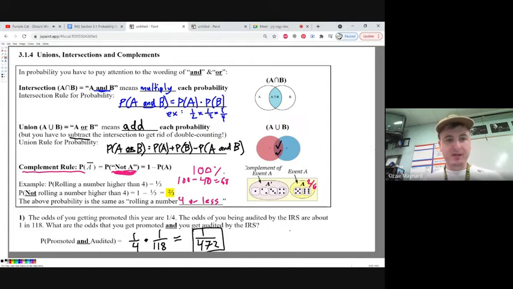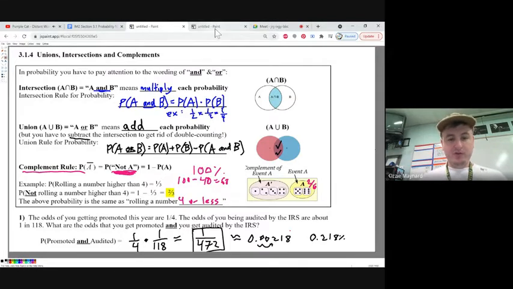Okay, next up, what is that as a percent? What's 1 divided by 472? The answer is about 0.00218. All right, so that's going to be 0.218% if I simply move the decimal over 2 places.